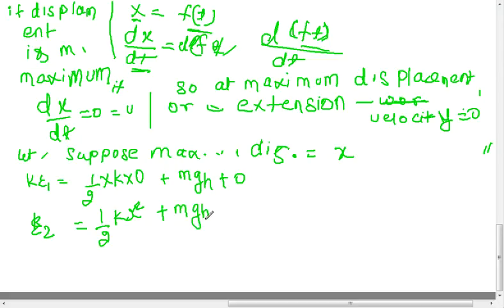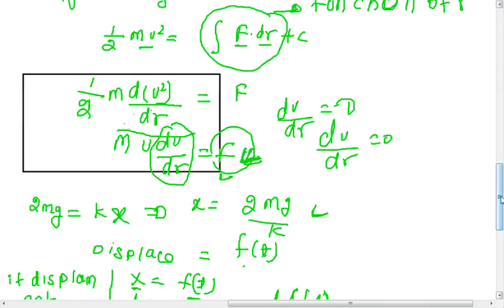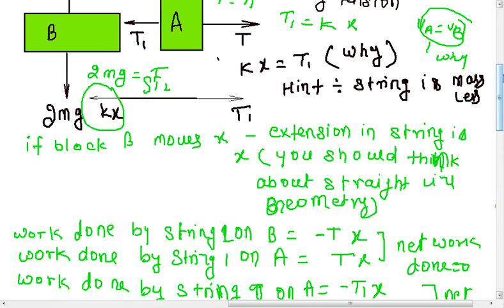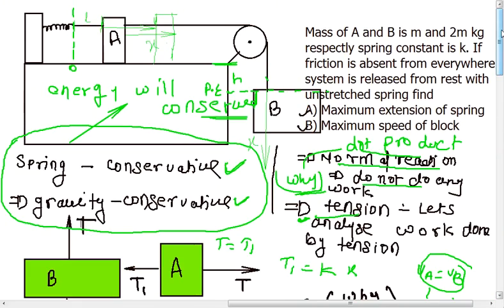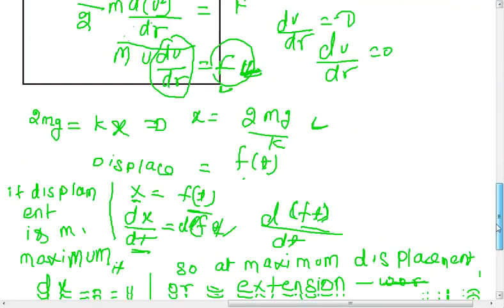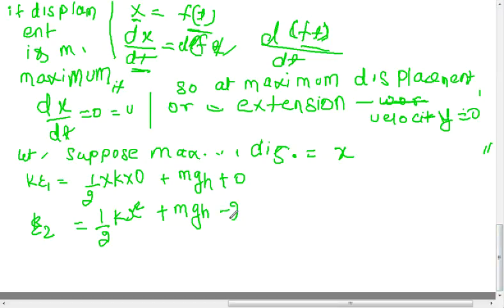Now here block B comes down by amount x. So here the earth is doing positive work, so the change in potential energy will be minus of mgh. That's why I have written minus mgh, minus 2 mgh. Now I have said that energy is going to be conserved. This means initial energy should be equal to final energy.